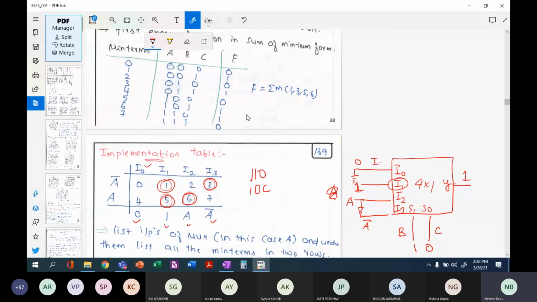Let us take another example. Let us take 0, 0, 1. BC corresponds to 0, 1, right? So 0, 1 corresponds to, okay.